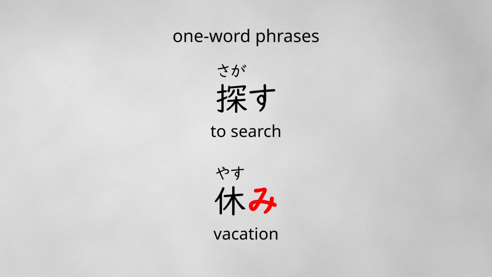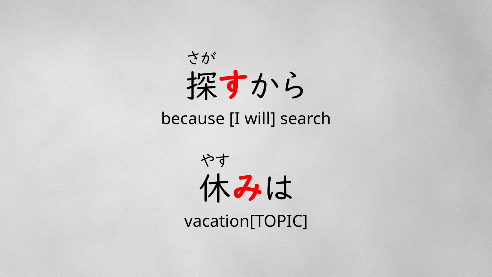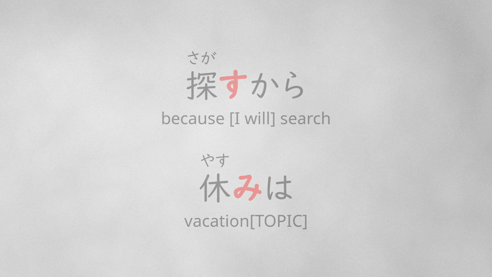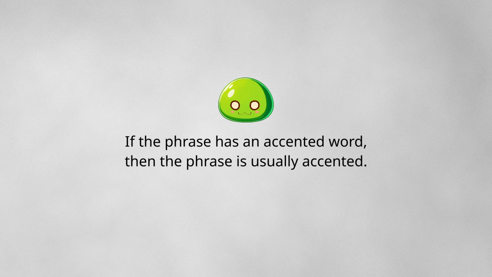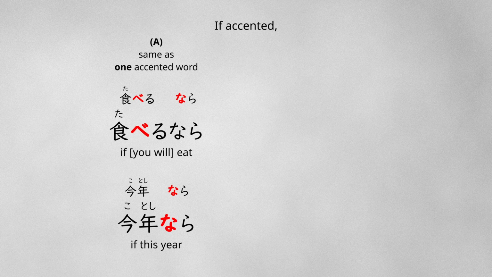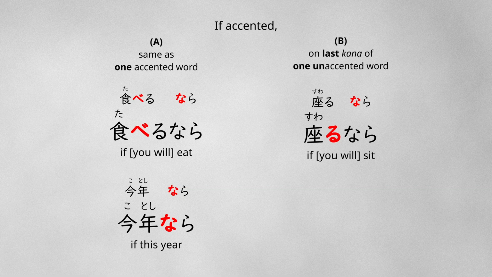If a phrase has only one word, then its accent is the same as the accent of the word. If a phrase has more than one word, the phrase is either unaccented or accented, regardless of the words inside it. If the phrase has an accented word, then the phrase is usually accented. If the phrase is accented, then either A, it has the same accent as one of its accented words, or B, it has an accent on the last kana of one of its unaccented words.